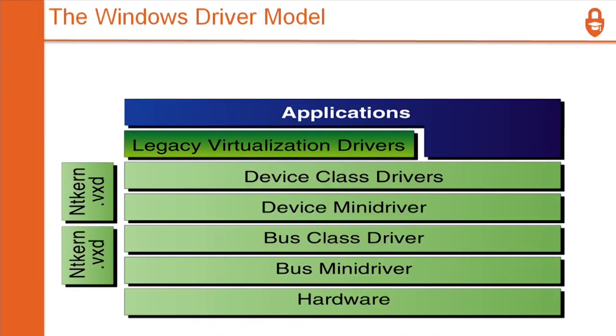So we have the NT kernel, VXD, the Windows driver model. We have applications up top. Then we have legacy virtualization drivers, so they're not real drivers. And then we have the device class drivers, device mini driver. Then we have the bus class driver, the bus mini driver, and then we actually have the hardware. So this is the stack, the way things flow through, right?